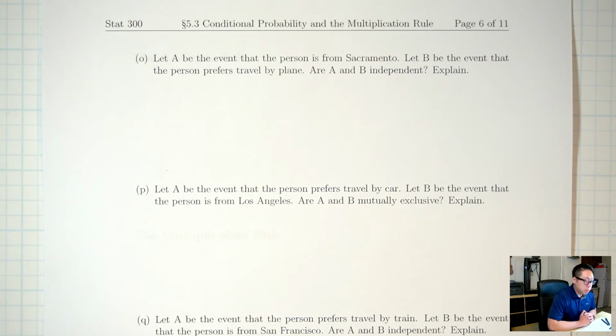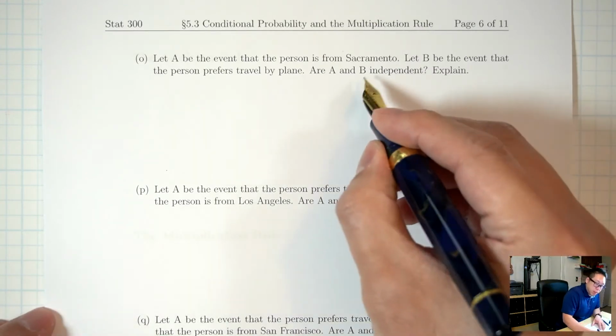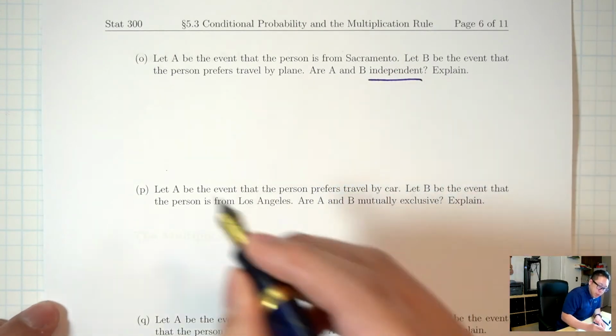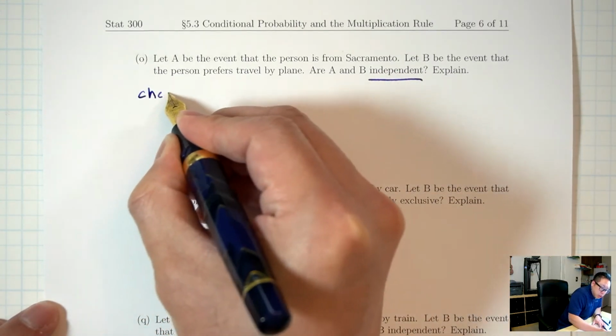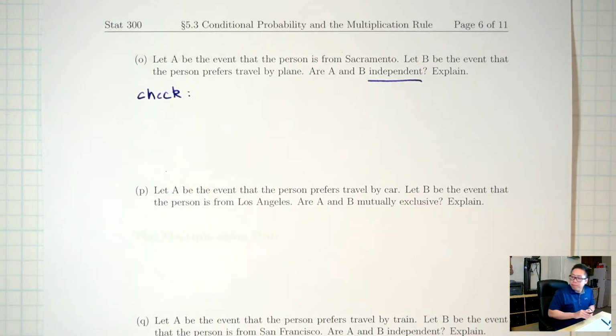All right, let's see how we can use those math definitions to check whether two things are independent or mutually exclusive. Part O, let A be the event that the person is from Sacramento, let B be the event that the person prefers travel by plane. Are A and B independent? Right, I'm asking about independent. So which equation should we be checking?